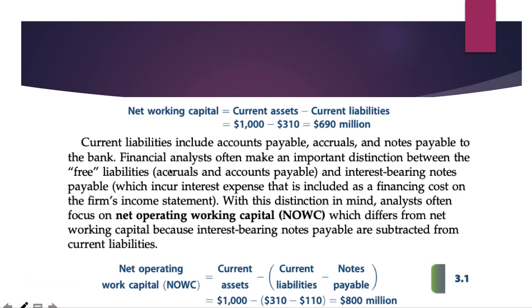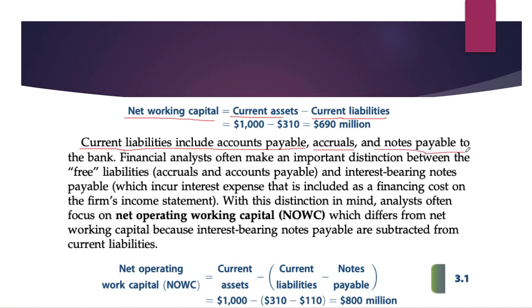Here we have some formulas. Net working capital is given by the difference of current assets minus current liabilities. This difference gives us the net working capital. And on the current liabilities side, we might have accounts payable, accruals, and notes payable to the bank.